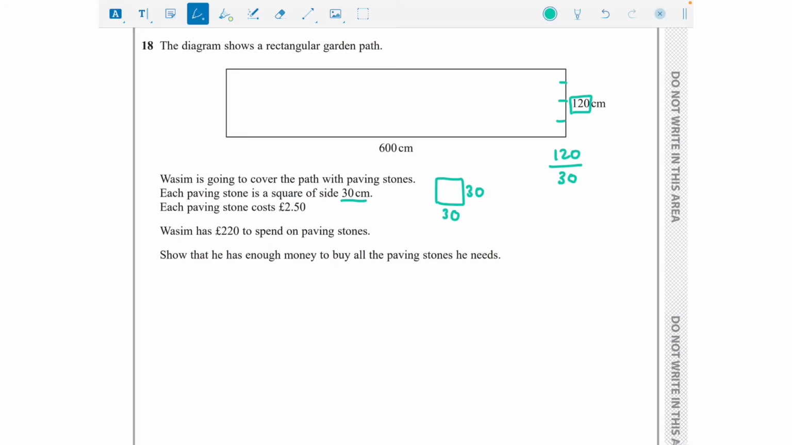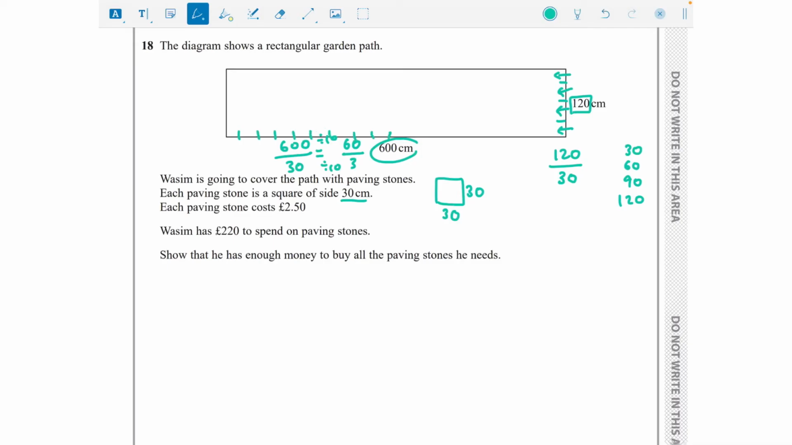30, 60, 90, 120. So you could just count up until you got to what you needed, or you can divide it down, entirely up to you, but that fits in 4 times. So I'm going to fit 1, 2, 3, 4 rows of my paving slabs. Now looking at the other direction, I need to do 600 divided by 30. Now that's quite tricky to do, but I write it as a fraction for a reason, because you can just cancel it down. So I can divide the top by 10, divide the bottom by 10, and that is 60 over 3, and 60 divided by 3 is 20. So we would fit 20 columns going across like that.